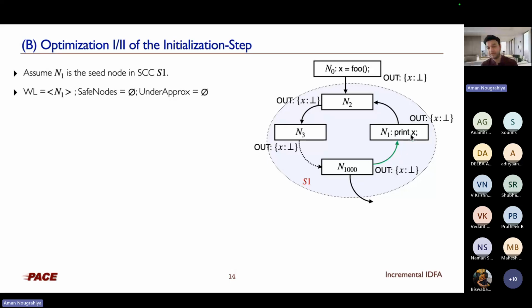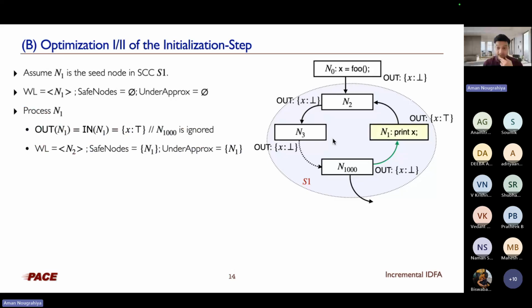N1 is print of X. Let's assume that there was something on this green edge which was deleted, because of which N1 is a seed node. So the work list has the seed node. The safe nodes and under-approximated nodes sets are empty. I'll process N1.